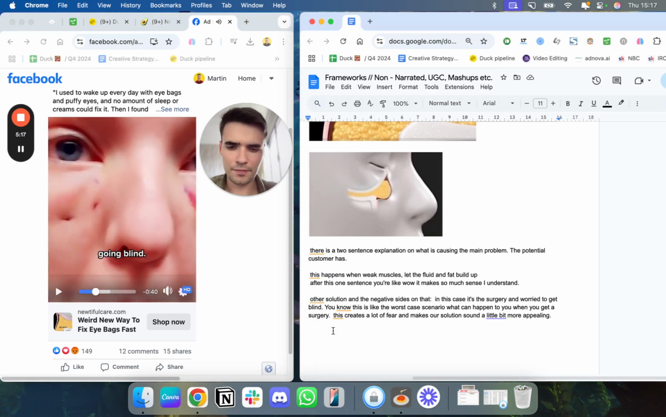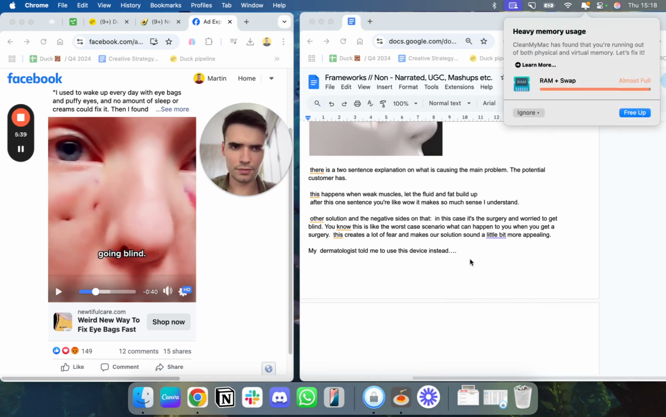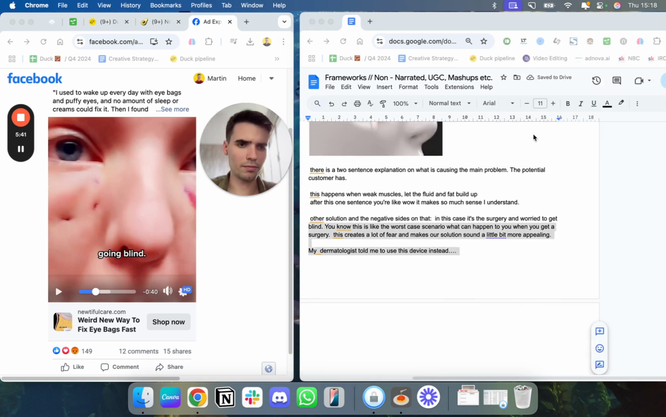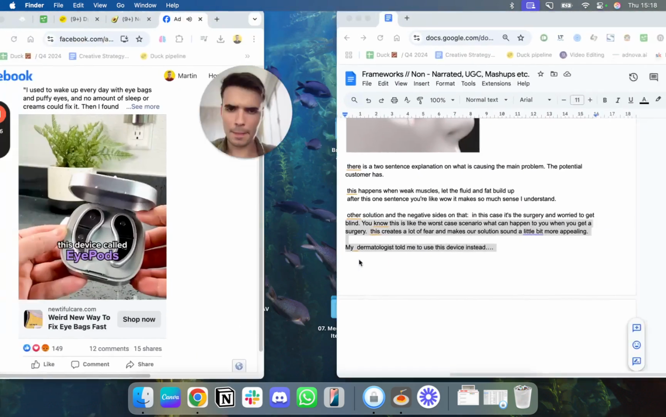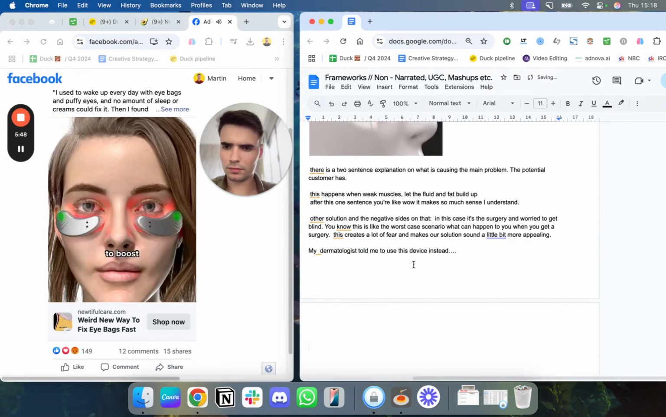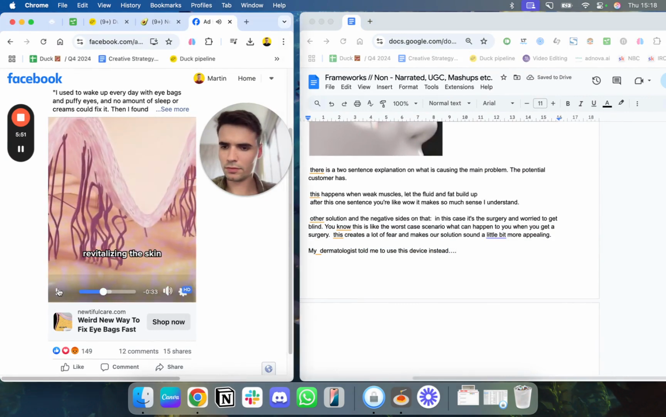Okay, so then there is my dermatologist told me to use this device instead. So there is a logical solution. And it's like, yeah, so you can use this instead. She recommended this device called iPod. It uses clinical grade red light therapy to boost collagen and elastin, revitalizing the skin under your eyes.